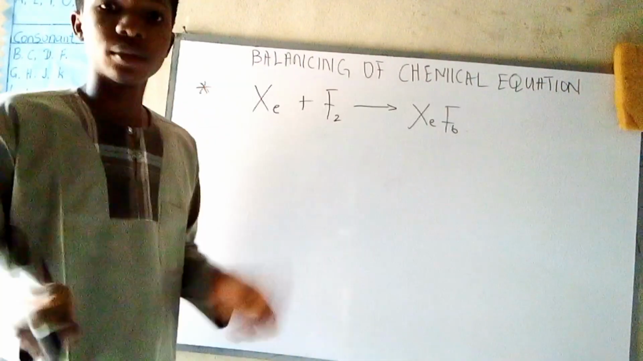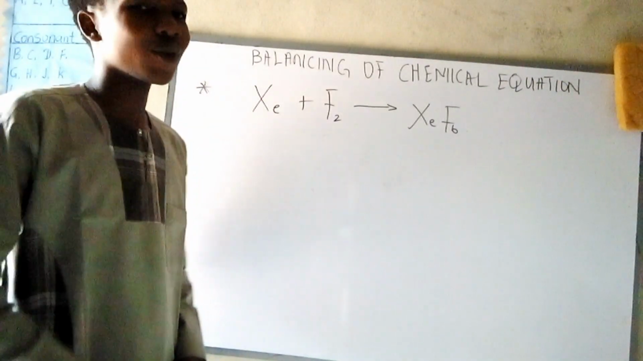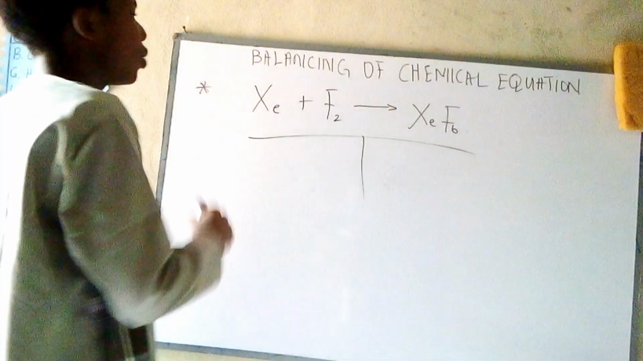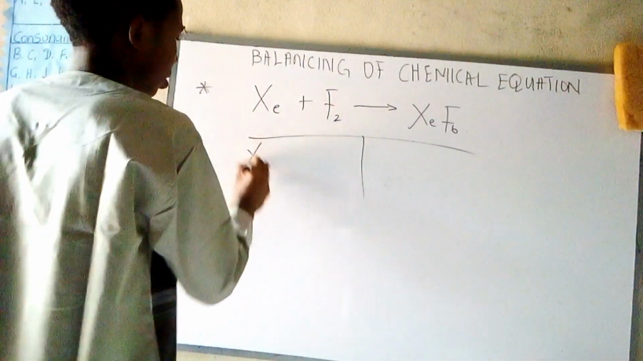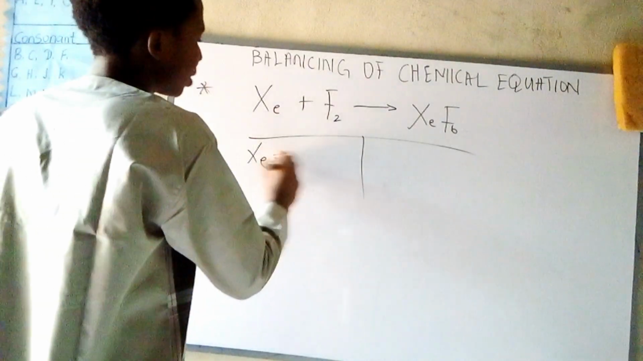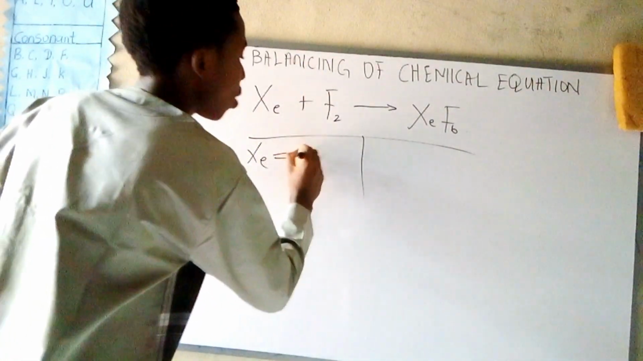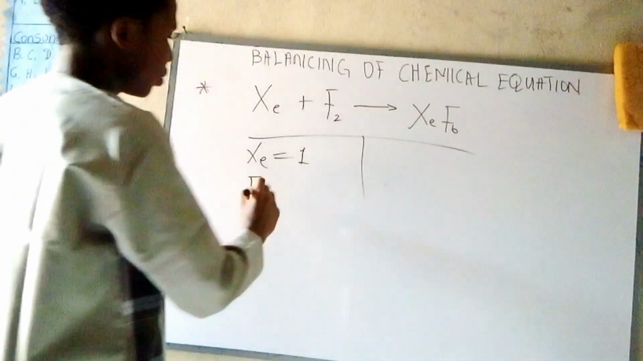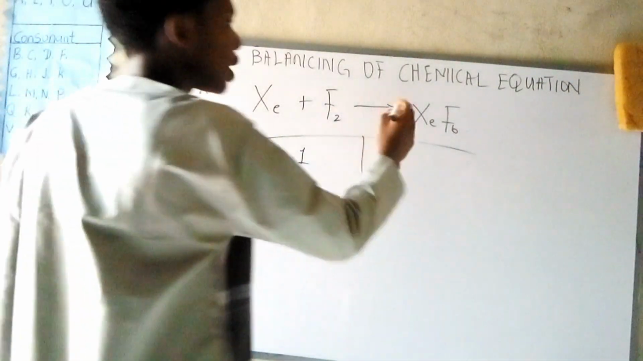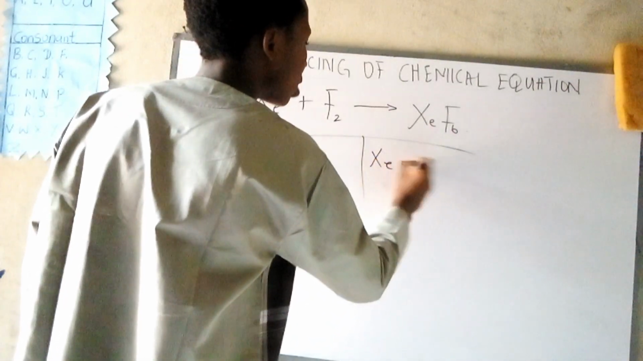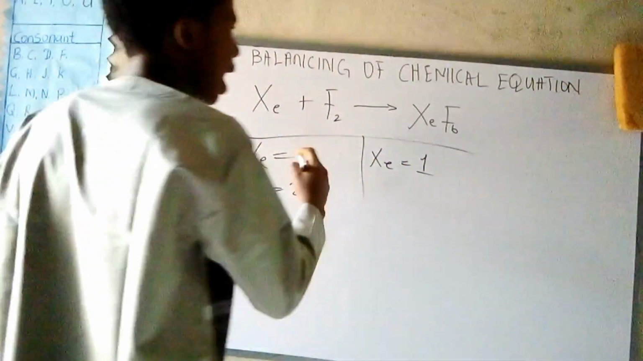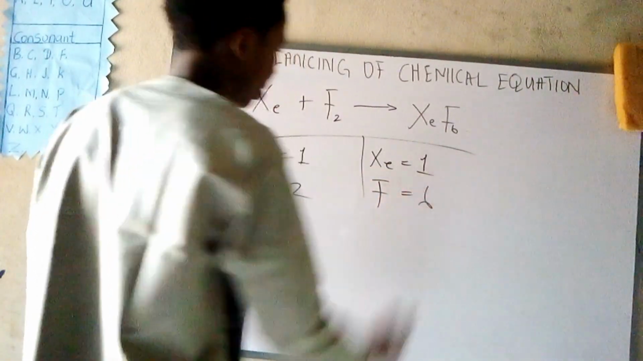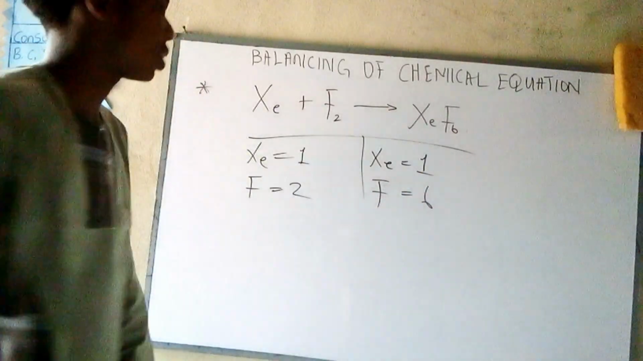So moving on. Now this equation before us, let's dissect it again as I've been doing. First of all, the table. Now we count our atoms. We have xenon to be what? 1. We have fluorine to be what? 2. We have this one to be 1 also. We have fluorine to be 6. So now how do we balance this?